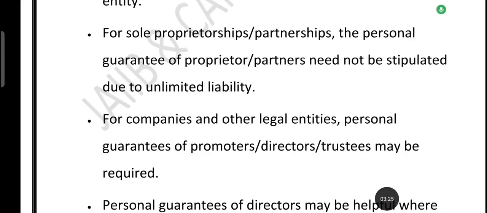So this thing I have already told you. Again I am repeating the same: what if the borrower is a sole proprietor or partnership firm? So no need for a separate guarantee here, because in such case the owner and the business are the same. They already have unlimited liability. So if they default, the bank can go after their personal property also. So no extra paperwork is required for sole proprietorship or partnership.